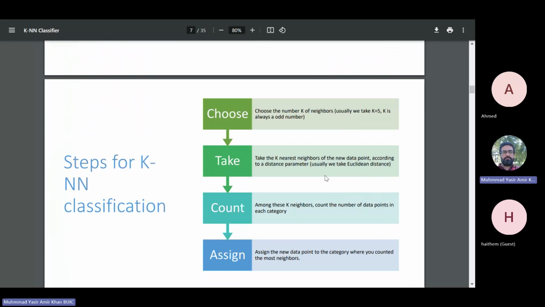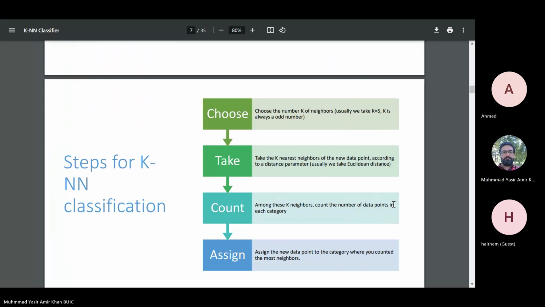Then after that, we calculate the distance of the new data point from each of its K nearest neighbors. Suppose K is equal to 5, then we will be finding the distance with 5 neighbors. The distance is found in such a way that we have the 5 smallest distances, starting from the closest neighbor, then the next neighbor, and so on. We consider the 5 neighbors closest to that data point, and then we check which category they belong to. If the majority of them belong to category A, then we assign category A to our new data point. If the majority of those 5 neighbors belong to the other category, we assign our new data point that other category.